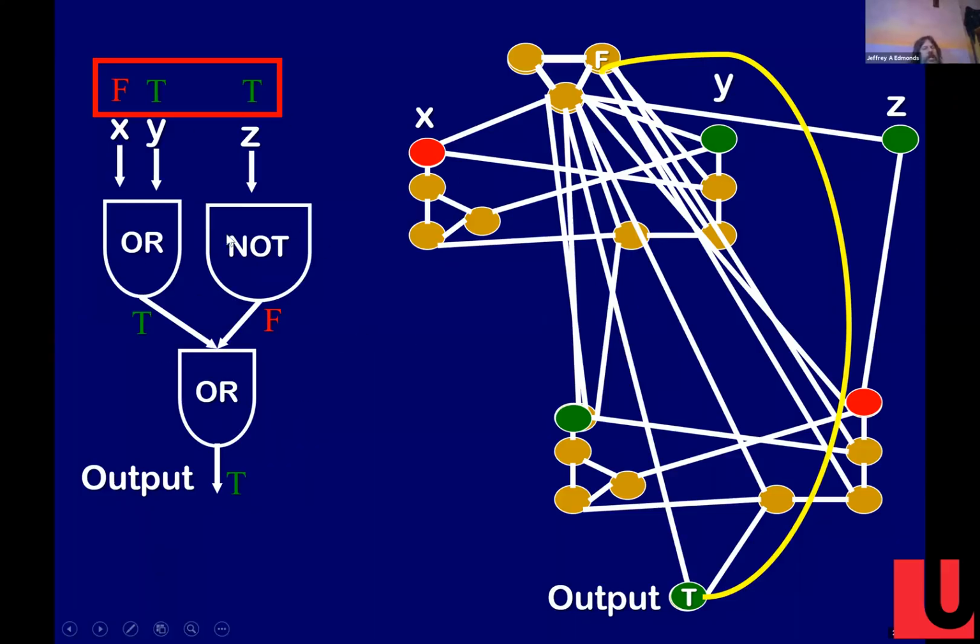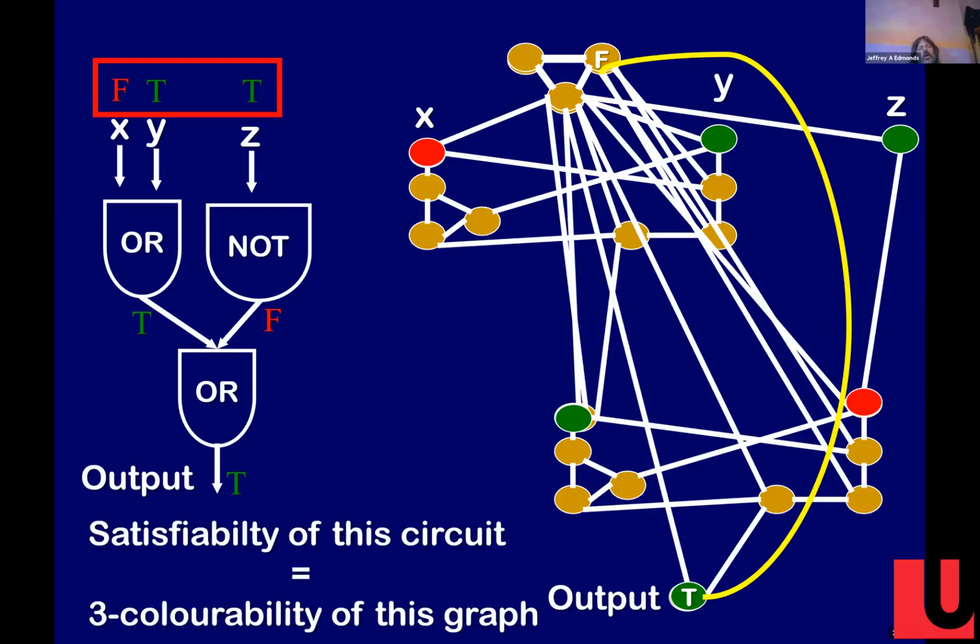I'm given this circuit, and I want to find a satisfying assignment. So I give this graph to the Oracle, and it will give me a coloring. And this node here guarantees that the output color is true. And this thing guarantees that whatever coloring he gives me here at the top will give me true at the bottom. All right? So this circuit is satisfiable if and only if the graph is 3 colorable.